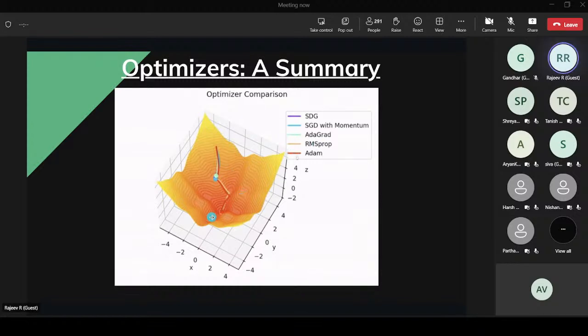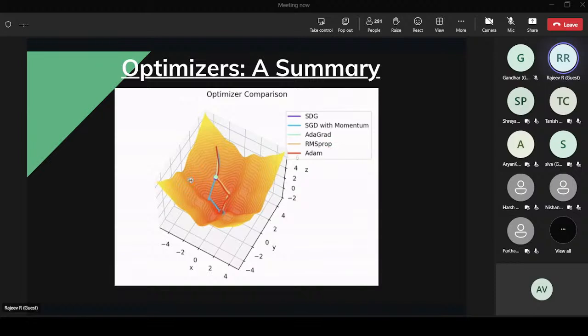As you guys can see, I have this GIF loaded. Adam and RMSprop went very quickly and converged to the global minimum, followed by SGD with momentum. The red color is Adam. I just replayed it again. Here I just want to show you guys that RMSprop and Adam end up being the fastest out of all these optimizers because of their robustness.